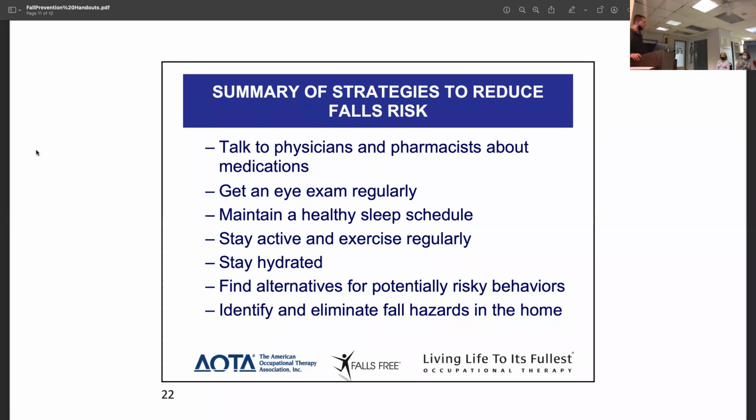So keeping in mind all of that we've learned today, here's a few strategies to just review what we talked about. A few strategies to protect yourself from the possibility of a fall. Talk to your physician and pharmacists about medications. Get an eye exam regularly, stay active and exercise regularly, find alternatives for potentially risky behaviors, maintain a healthy sleep schedule, stay hydrated, and identify and eliminate fall hazards in the home.